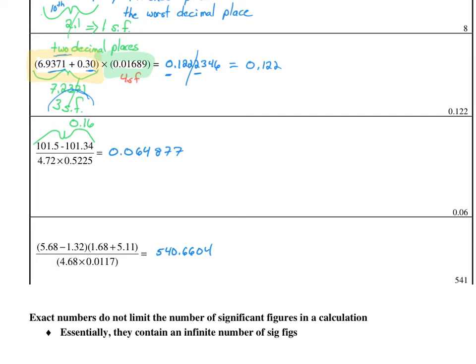In this next problem, let's look at our numerator first. We have a subtraction problem, so we know we're going to be focused on decimal places. Here we have a number with 1 decimal place, 2 decimal places. So our answer is going to be limited to 1 decimal place, which means our result here has 1 sig fig. In the denominator, we have a number with 3 sig figs and another number with 4 sig figs. In the overall problem, we're limited to just 1 significant figure, which is how our final answer becomes 0.06.